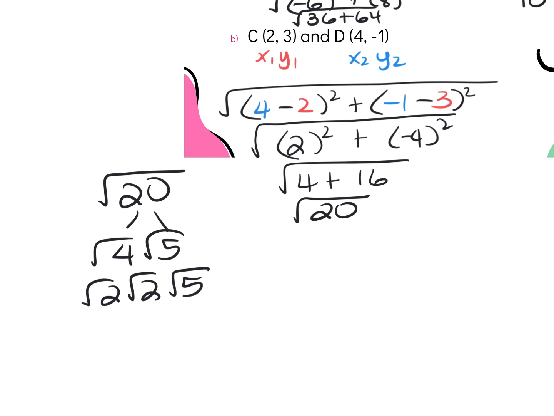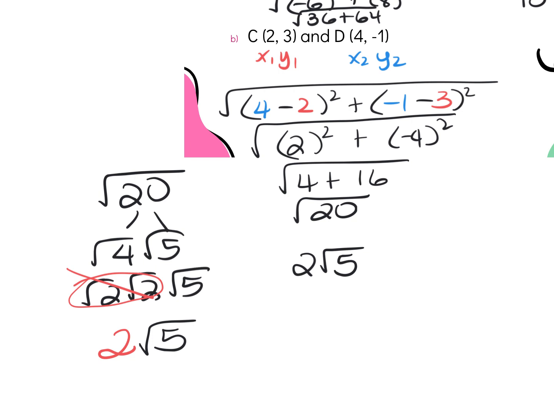And then what you're going to do is look for a pair. I have a pair of 2's. You bring one of the 2's out of the radical, and anything that doesn't pair up stays underneath. This is something you should have been taught in Algebra 1, how to simplify non-perfect squares without a calculator. We will be doing this all year long, so make sure you understand how to do it. So the final answer here, in simplest radical form, is 2 times the square root of 5.